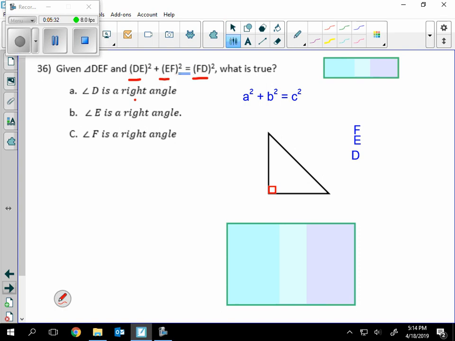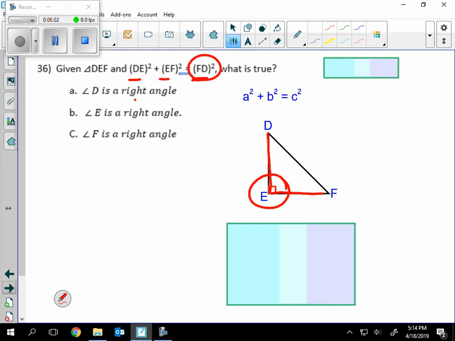And big hint, let's go label this guy. Wouldn't he have to be our hypotenuse? So that would mean if it's the hypotenuse, I can put F here and D here. I could also move them. I could flip them around. It won't change anything. But the big deal is that is my side E. So notice we have DE squared plus EF squared.